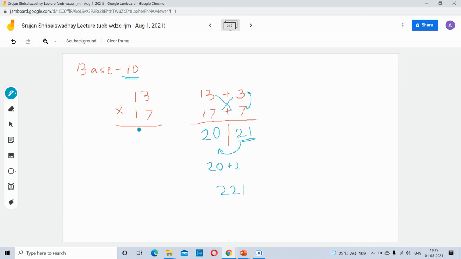Let us check whether we'll be getting it. 7 into 3 is 21, so carry 2. 7 into 2 is 14, plus 2 is 16... so your answer gets tallied over this one.